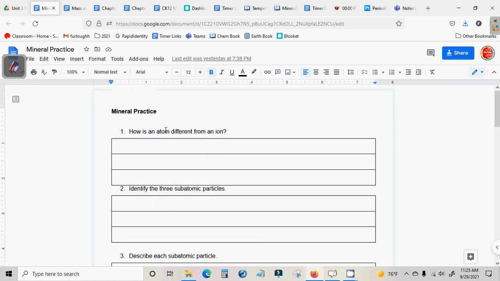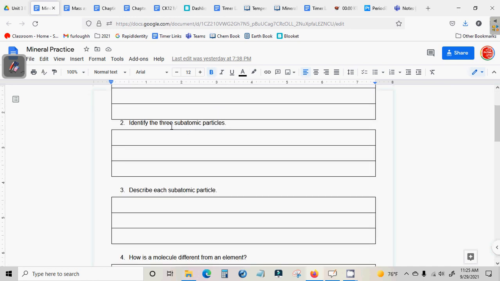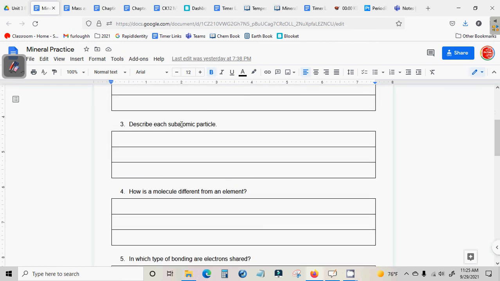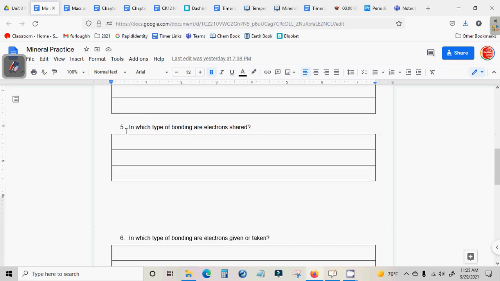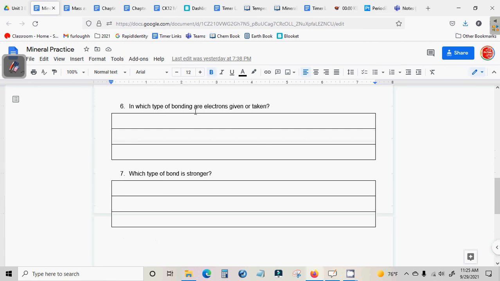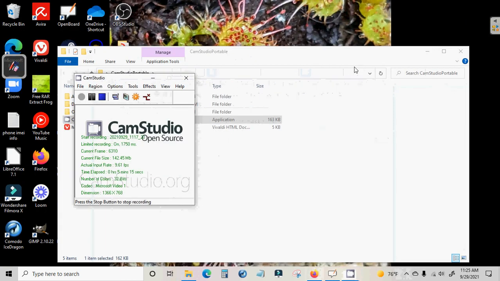So how is an atom different from an ion? Identify the 3 subatomic particles. Describe each subatomic particle. How is a molecule different from an element? In which type of bonding are electrons shared? In which type of bonding are electrons given or taken? And which type of bond is stronger? So that's the graded assignment that's due today. If you need to, you can email me the answers and we'll go from there.